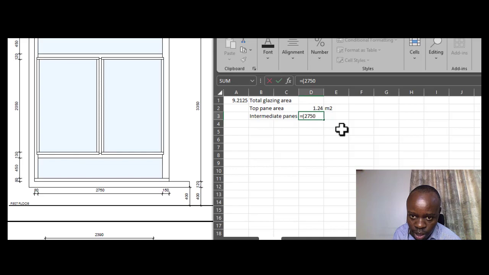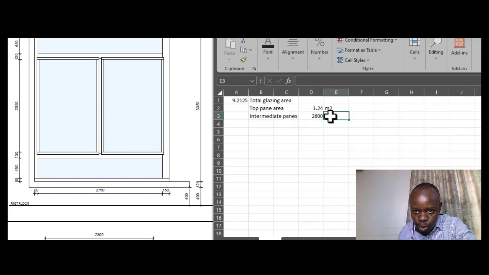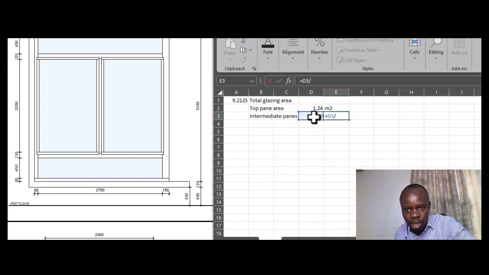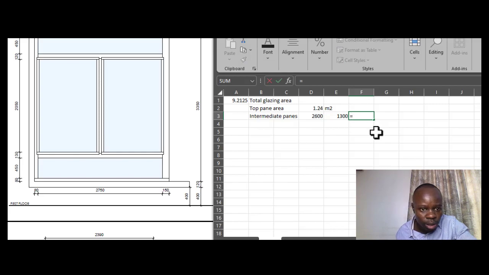So the 2750, then we subtract 150 in that case, and then we'll now divide this by 2 so that we have the area for just one. So we have that divided by 2, we have 1.3. So the area is equal to 2.05 multiplied by 1.3.